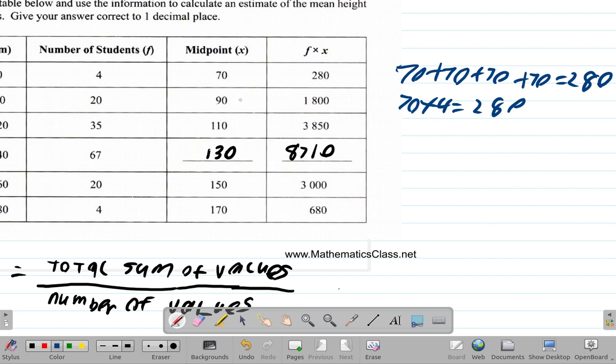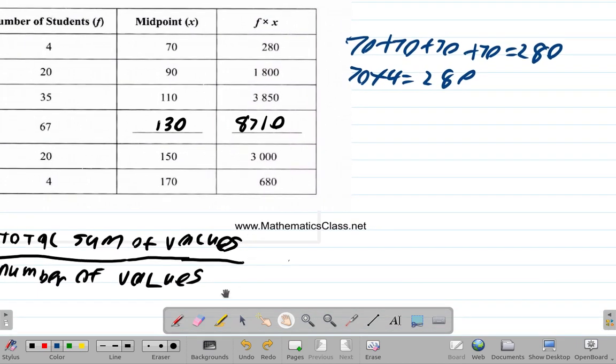But the thing is, if you're going to do the same thing to the 90, you'd be in trouble, because you'd have 20 90s lying out, adding up 20 90s. But you don't have to do that. Just multiply 20 by 90 and get, that was done already, you'd get 1800. So, since all of these are multiplied already, to calculate the mean, what you'd have to do is this.